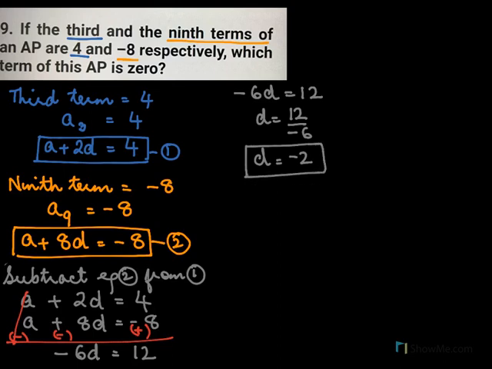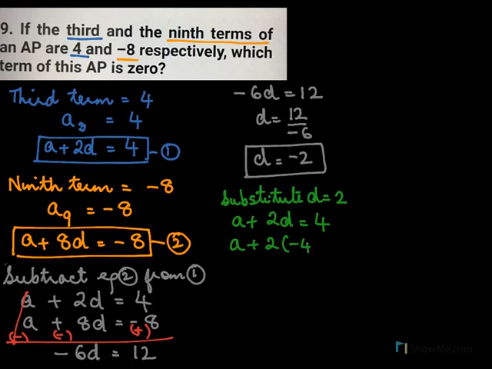So I have my d, and I have to now find the a. To find a, I will substitute d equal to minus 2 in any one of the equations, the first equation, that is a plus 2d equal to 4. So we don't know our a. 2d is minus 4, so a minus 4 equal to 4. So a will be equal to 8. So I got the second piece of information.